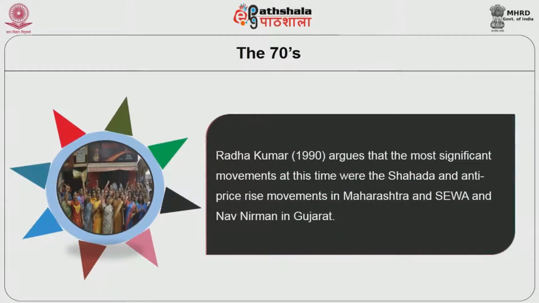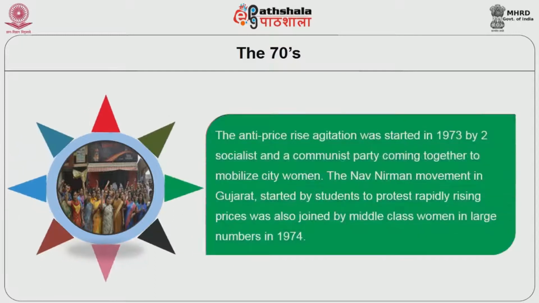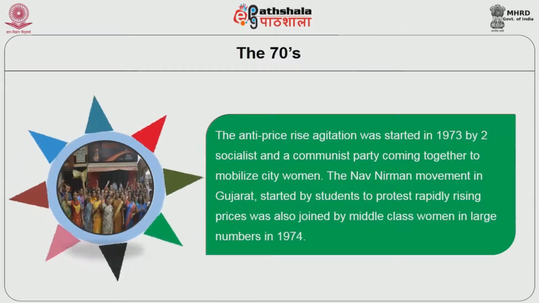Radha Kumar argues that the most significant movements at this time were the Shahada and the anti-price rise movement in Maharashtra and SEWA and Nav Nirman in Gujarat. The anti-price rise agitation was started in 1973 by two socialist and a communist party coming together to mobilize city women. The Nav Nirman movement in Gujarat, started by students to protest rapidly rising prices, was also joined by middle-class women in large numbers in 1974.